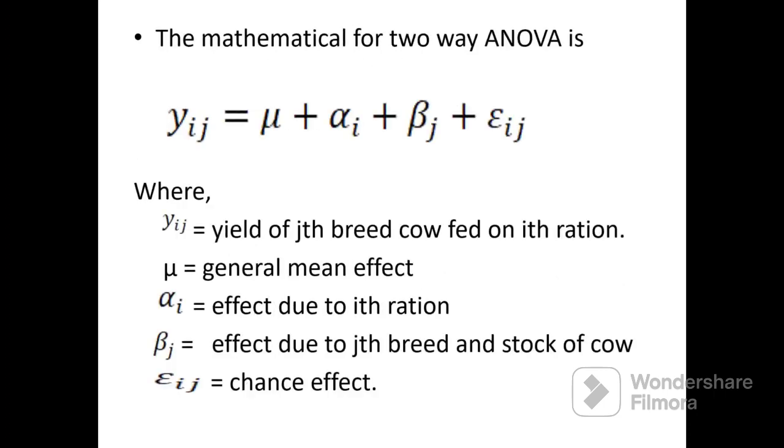So in the mathematical model that will be considered here, one more effect has been associated with it. There is beta j. Beta j is considered as the effect due to different types of breed and stock, the jth breed and stock of cows. And other effects are similar: the effect due to the ith ration, alpha i. Similarly, mu is the general mean effect, which we have all come across. And epsilon ij is the chance effect, the effect due to the within observations.